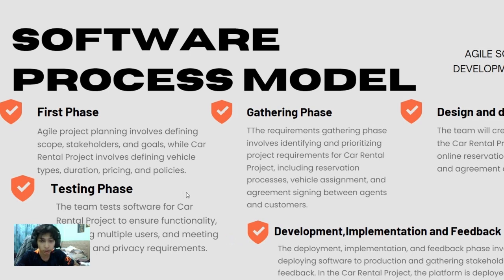The deployment, implementation, and feedback phase involves deploying software to production and gathering stakeholder feedback. In the car rental project, the platform is deployed and addressed to meet needs. The team uses stakeholder feedback to make improvements and enhancements, ensuring continuous improvement based on feedback from agents, customers, and maintenance teams.